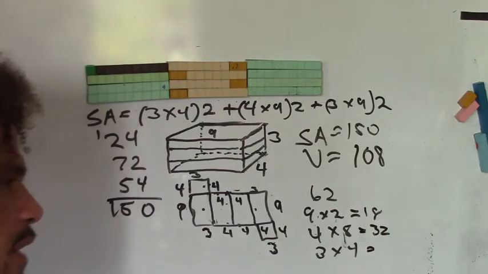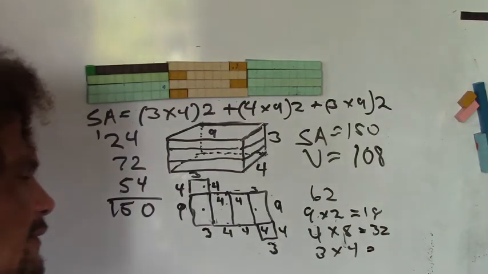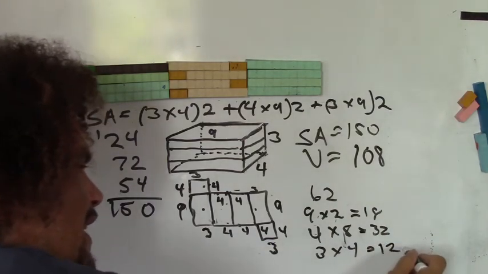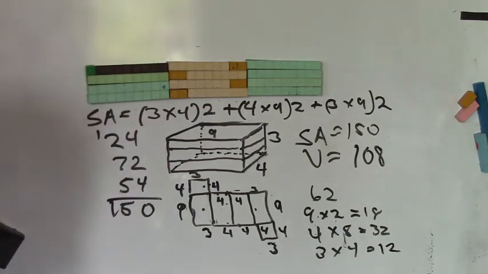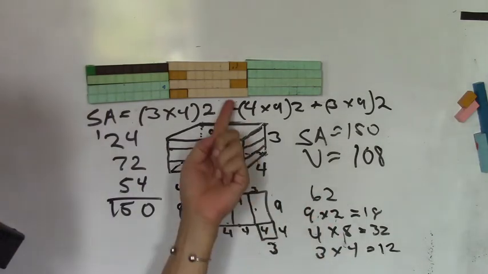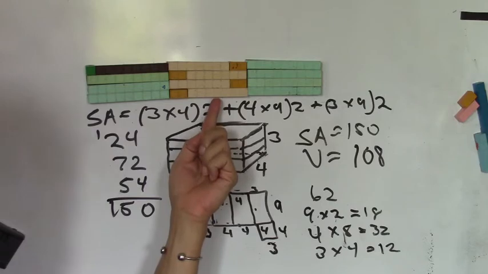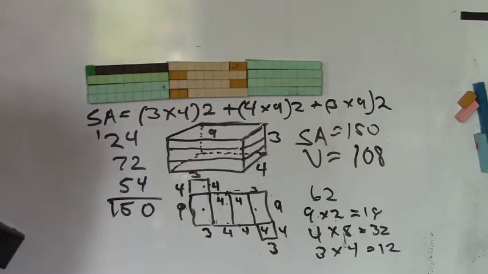And what's 3 times 4? 3 times 4 is 12. Oh, look. What's the answer again? 62. Wasn't it a whole lot easier to do that? No. So, what was our perimeter? 62. There you go.